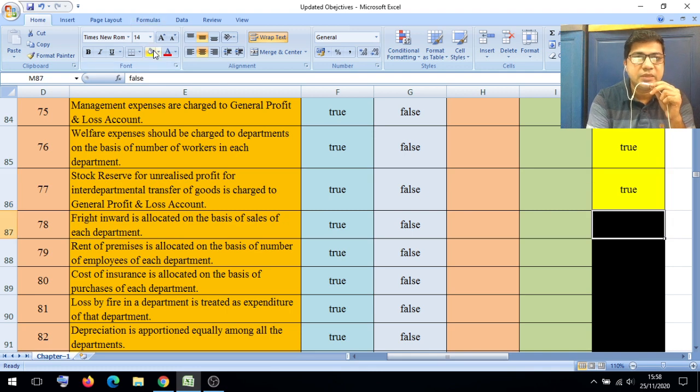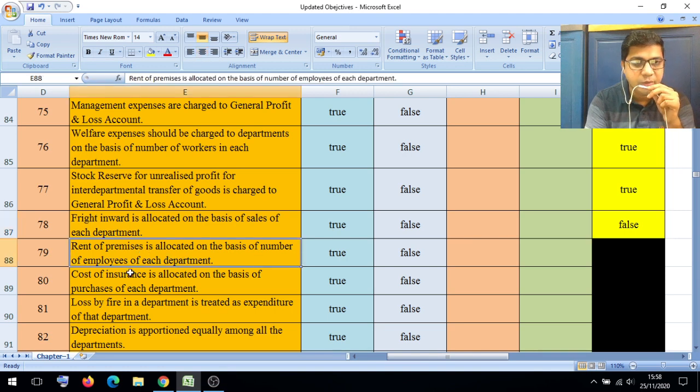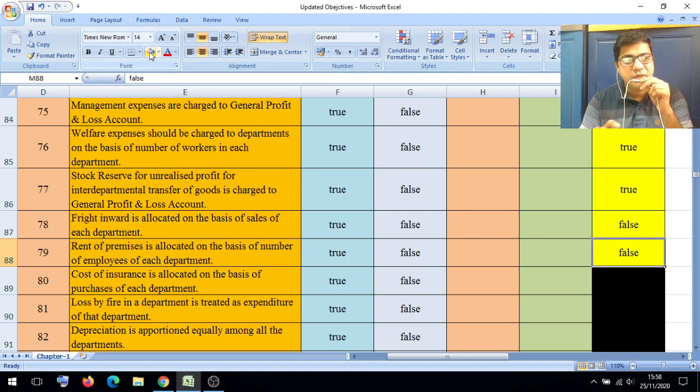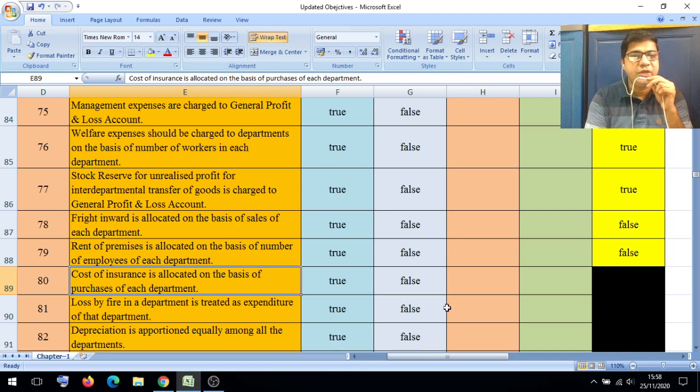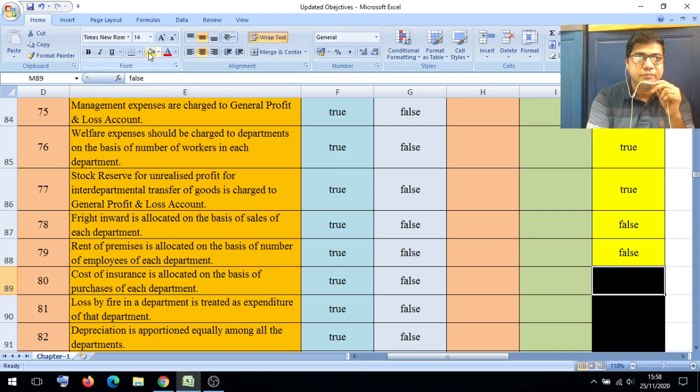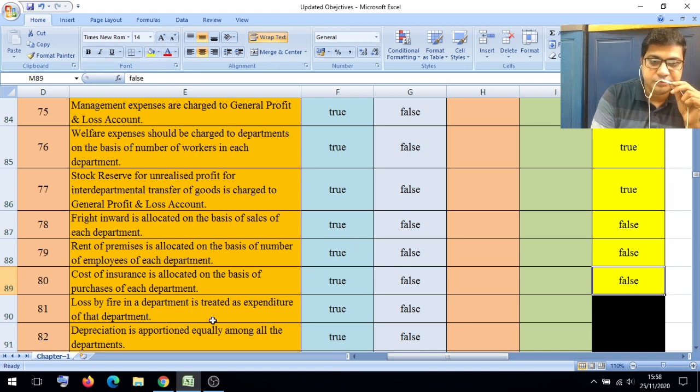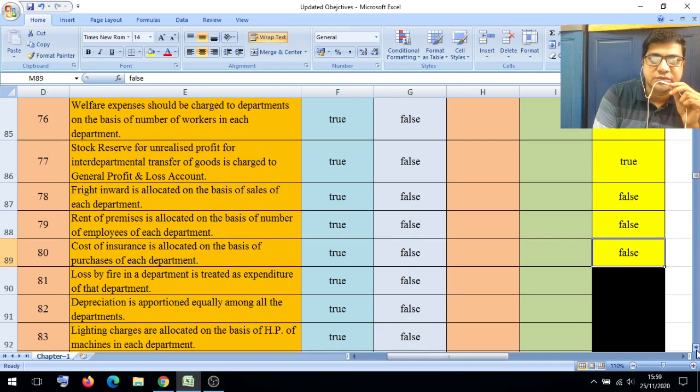Freight inward is allocated on the basis of sale of each department. The answer is false. Rent of premises is allocated on the basis of number of employees of each department. Answer is false. Rent is allocated on the basis of area, that we discussed. Cost of insurance is allocated on the basis of the purchase of each department. False. Insurance is also considered on area basis, we will allocate it that way.